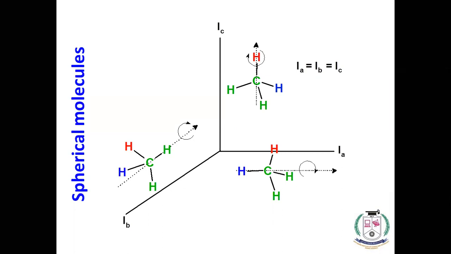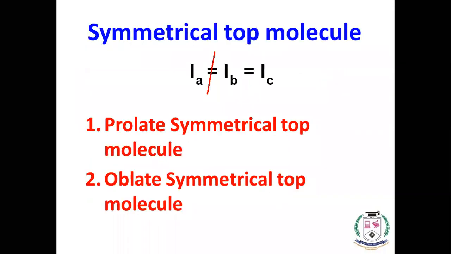If it is not equal, it is an asymmetrical top molecule. And for linear molecules, Ia equal to 0, Ib equal to Ic. Three categories we have discussed up to now. Okay. One more spherical molecule, silane. Instead of methane, we are replacing the carbon with silicon. This is known as silane. Silane also comes under spherical molecules.